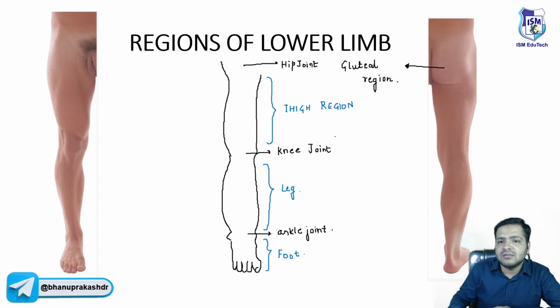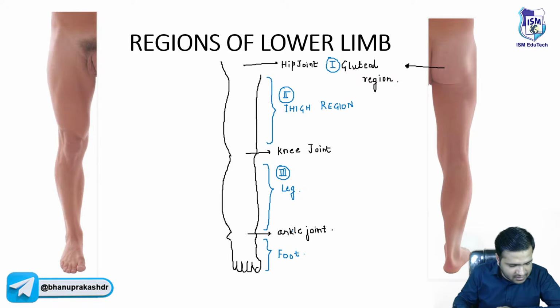We have four regions in the lower limb. The first is the gluteal region, around the back side of the hip, like the buttocks. The second is the thigh region, which is present between the hip joint and the knee joint. The third region is the leg, between the knee joint and the ankle joint. And above the ankle joint, the fourth part is the foot.